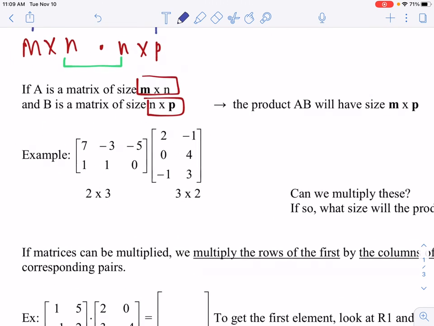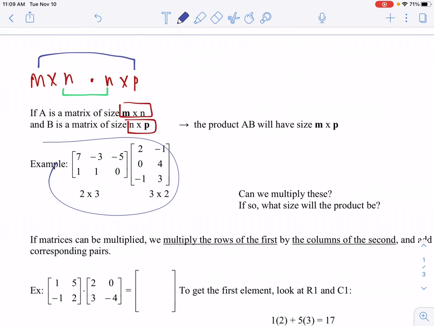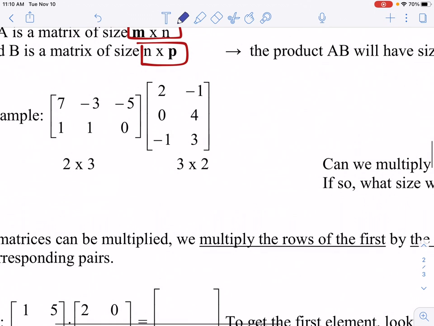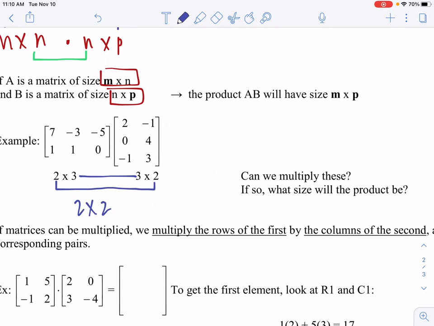For example, this one is a 2 by 3, right? And this one's a 3 row by 2 column. And what that says is these need to be the same for me to be able to multiply. But when I multiply them, the final answer is going to be a 2 by 2 matrix. So yes, we can multiply them because the 3's were the same. And the final product will be a 2 by 2. So let's go ahead and do it.